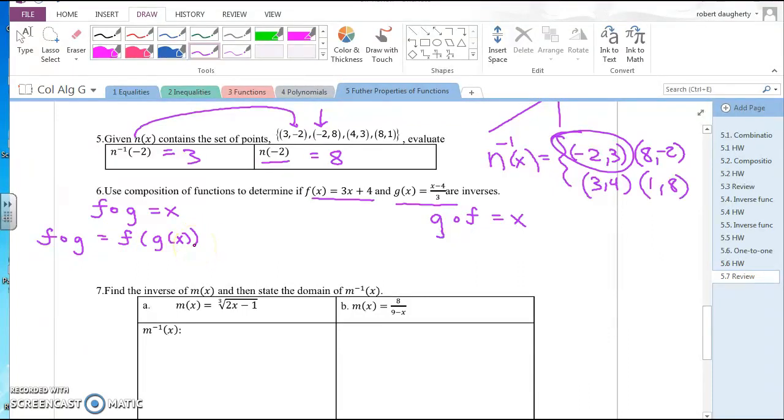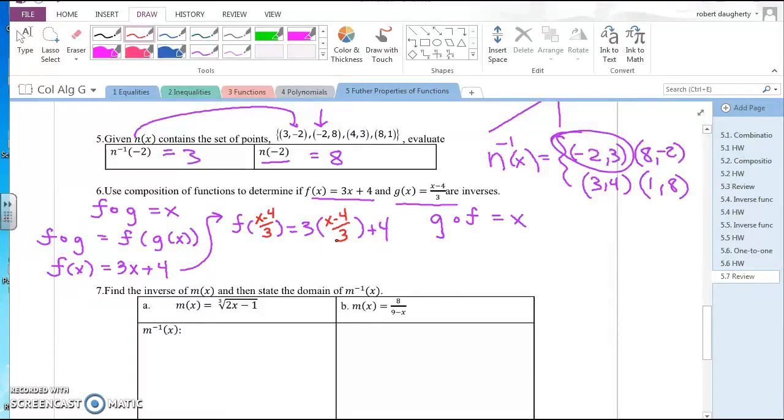So the way I always do that, let's write f of x. So f of x is 3x plus 4. And then I'm going to write that with parentheses: f equals 3 parentheses plus 4. Now what I need to substitute in is g. That is (x minus 4) divided by 3. (x minus 4) divided by 3.